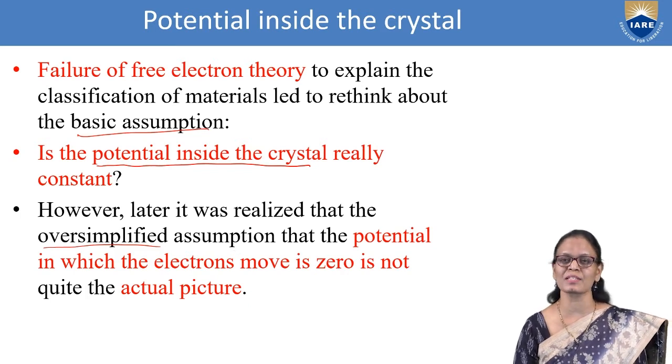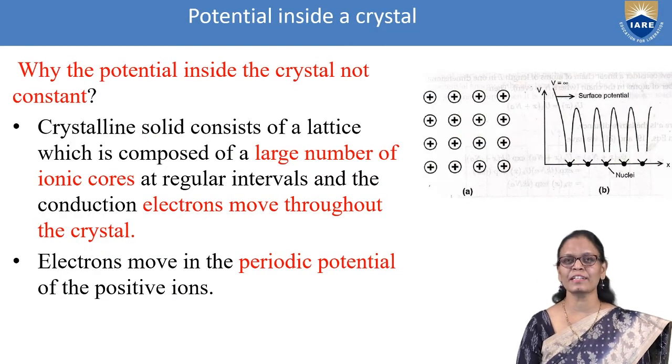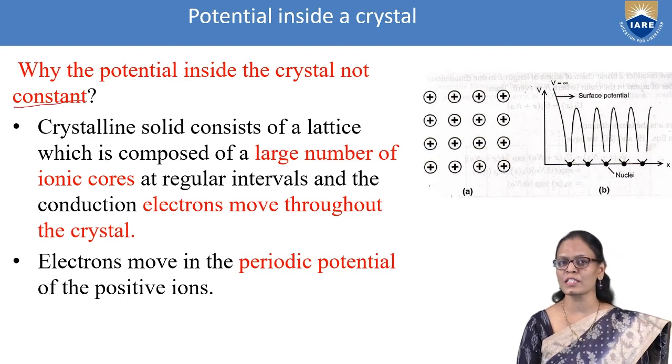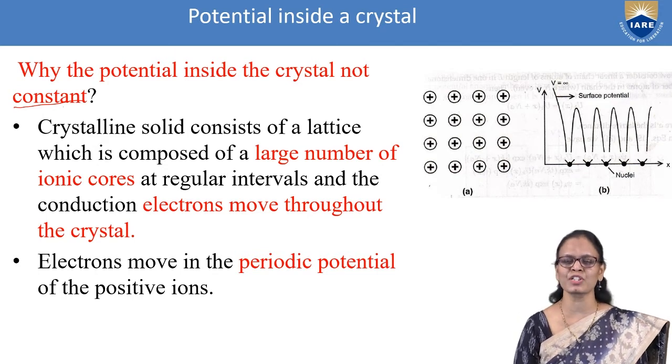If the potential is not constant, how does it vary? So now let us look into why the potential inside the crystal is not constant. The oversimplified assumption proved to be wrong, so there should be some potential inside which is varying. So why is the potential inside the crystal not constant?